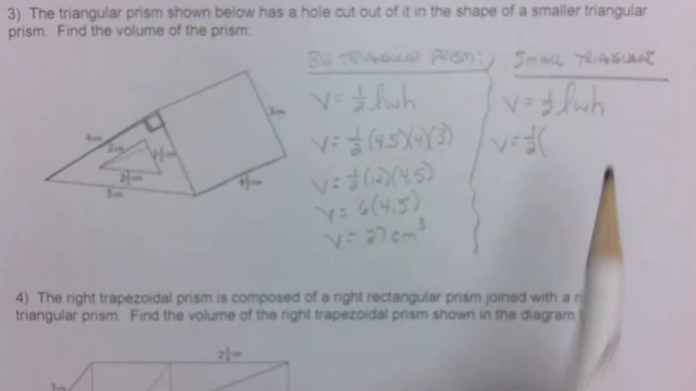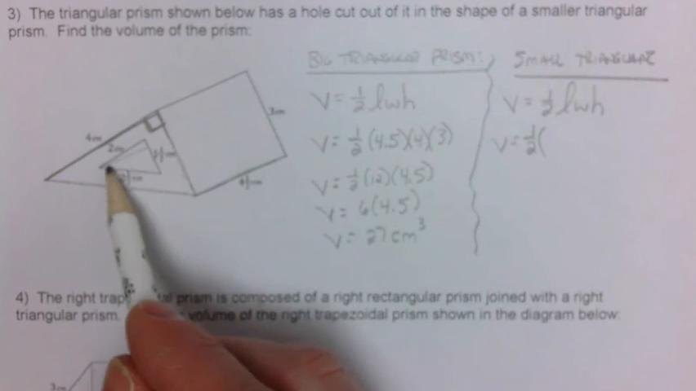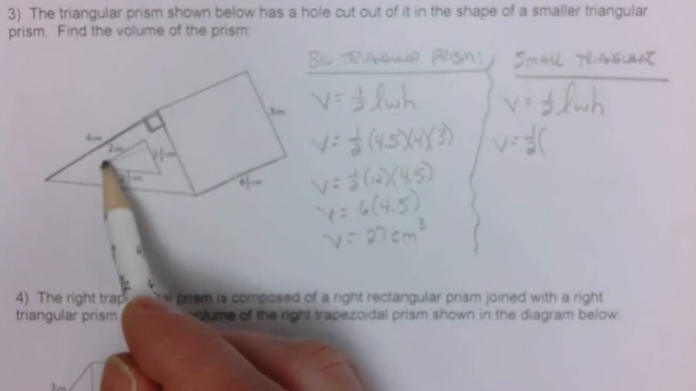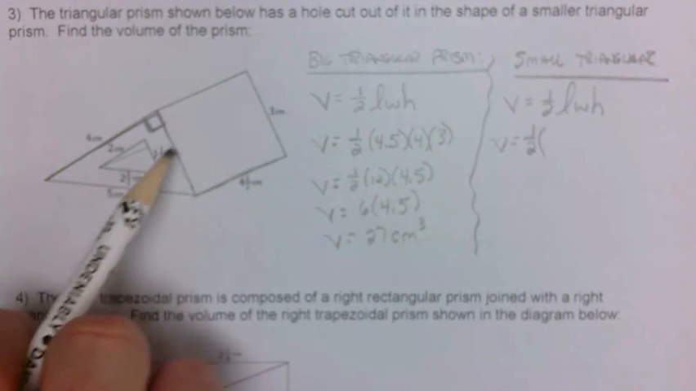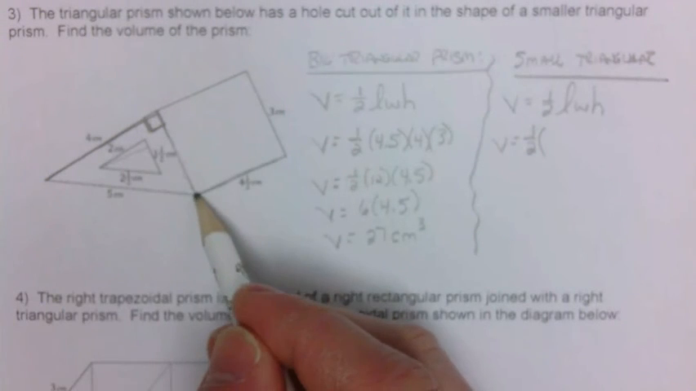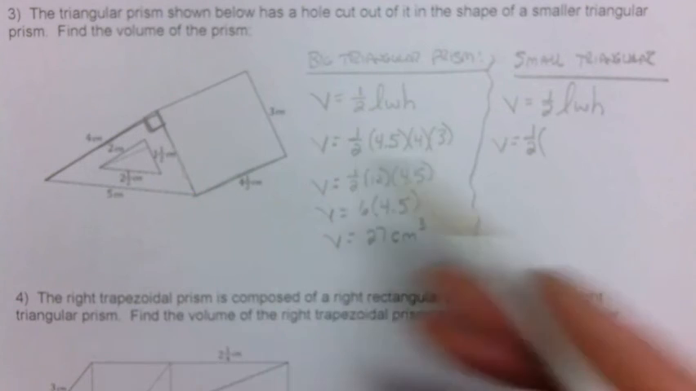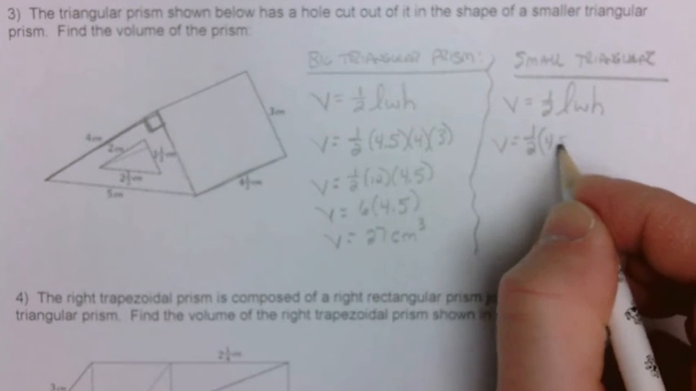Now the length, again, connects the front triangular prism with the back triangular prism. This hole starts on the front triangle and goes all the way back to the back triangle. So the length is still going to be 4.5 centimeters.